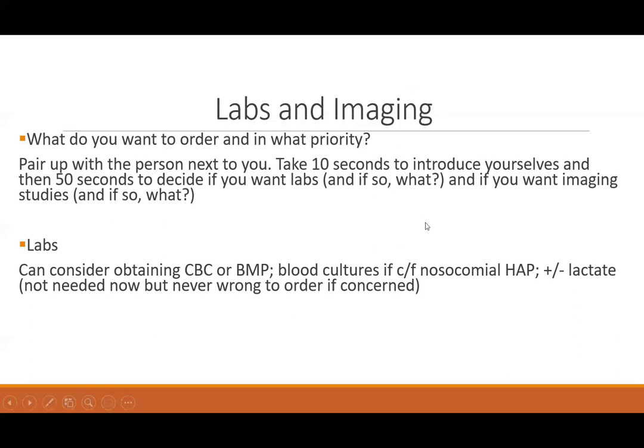And then the last thing that you can consider is a lactate. Again, this patient's vital signs and exam are fairly reassuring, so it's not needed now, but it's something to always be thinking, am I concerned about end organ perfusion? And then deciding if you are, to get a lactate.